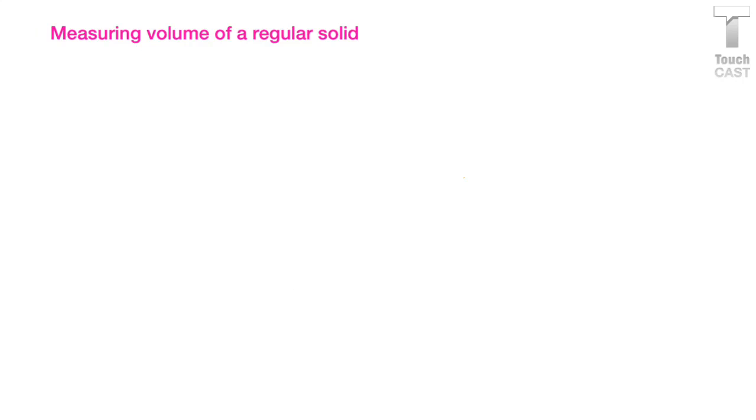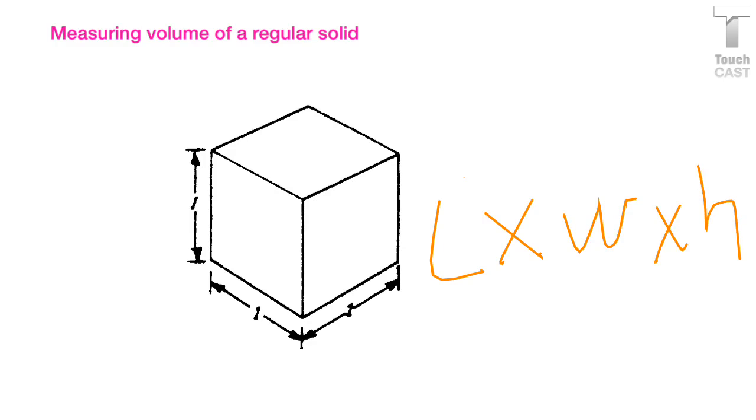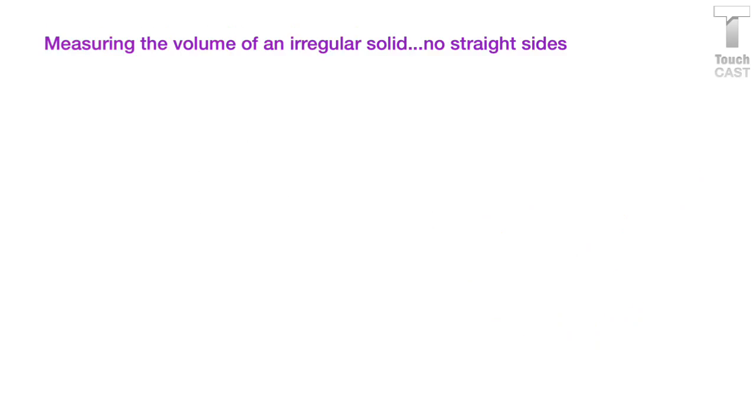Now there are several ways of finding volume. It depends on what kind of object you have. So we're going to talk first about finding the volume of a regular solid. And what that means is it's just a cube. So to find the volume of a regular solid, you take the length times the width times the height. Typically those measurements are going to be done in centimeters cubed. That'll be your unit of measure.